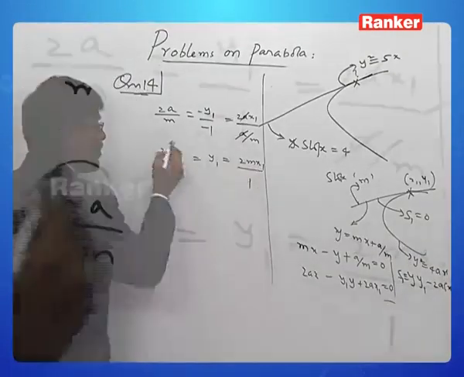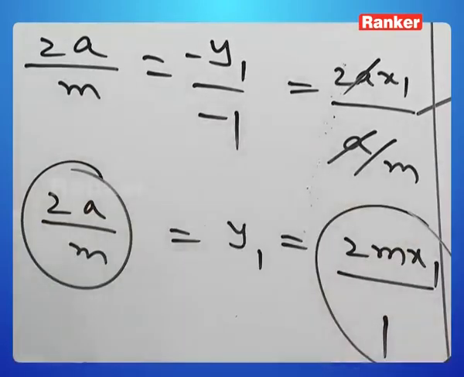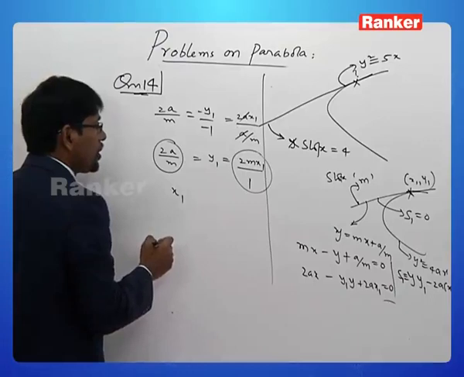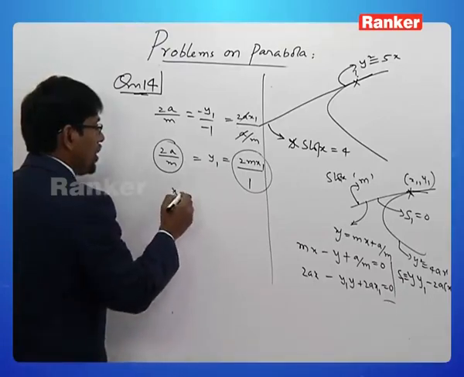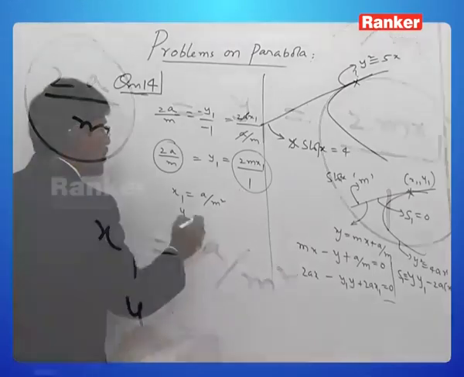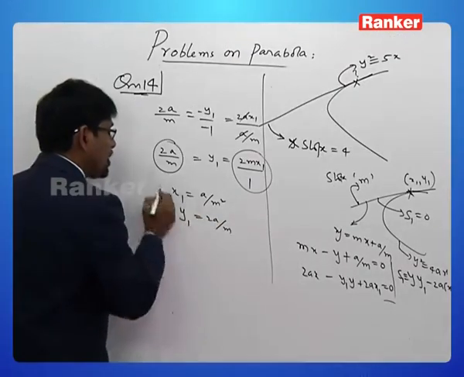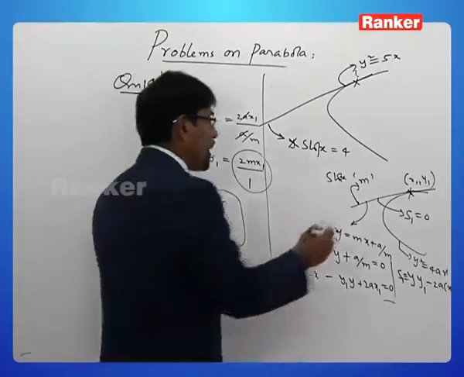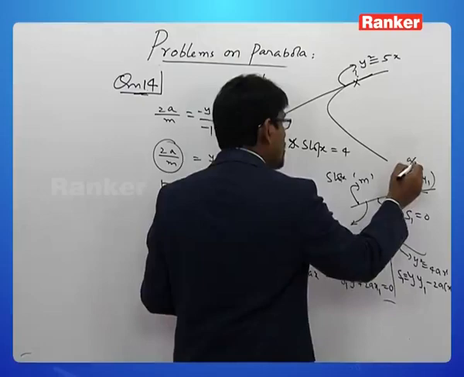So from equating the first and the last, what do we have? x1 is equal to a by m square, and y1 is equal to 2a by m. That is, in terms of a and m, we have this point of contact: a by m square comma 2a by m.